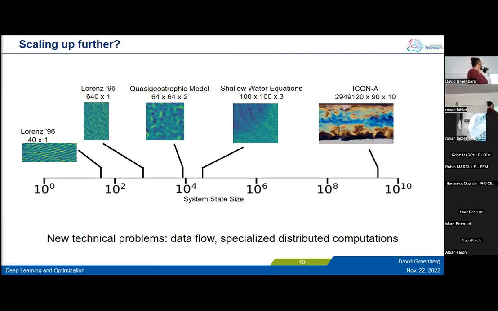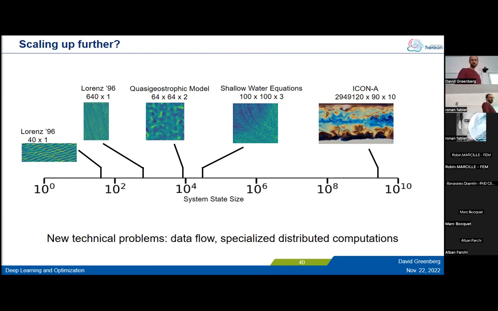But everyone's a very long way from operational climate, weather, atmosphere, ocean models. So there's a lot of conceptual mathematical problems to solve. Machine learning is very difficult, and there's also technical problems about how data should flow around, and even how the computation should be done at this scale.